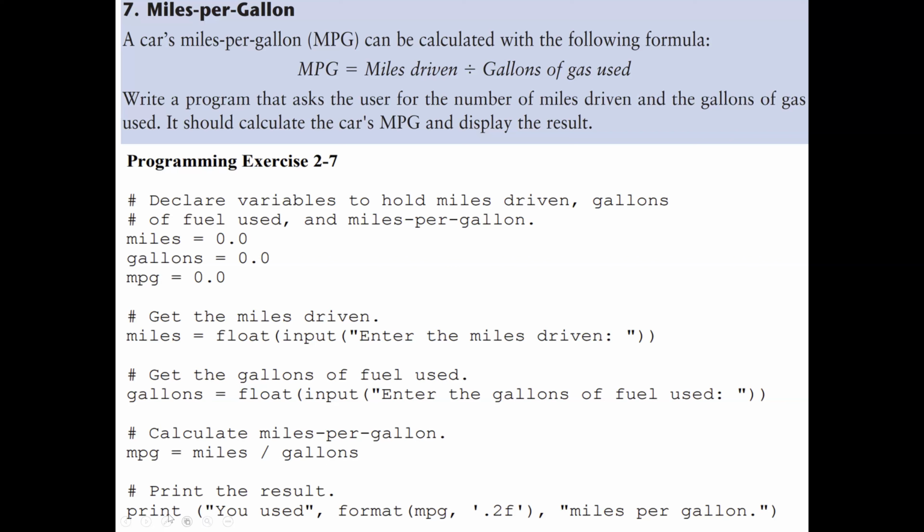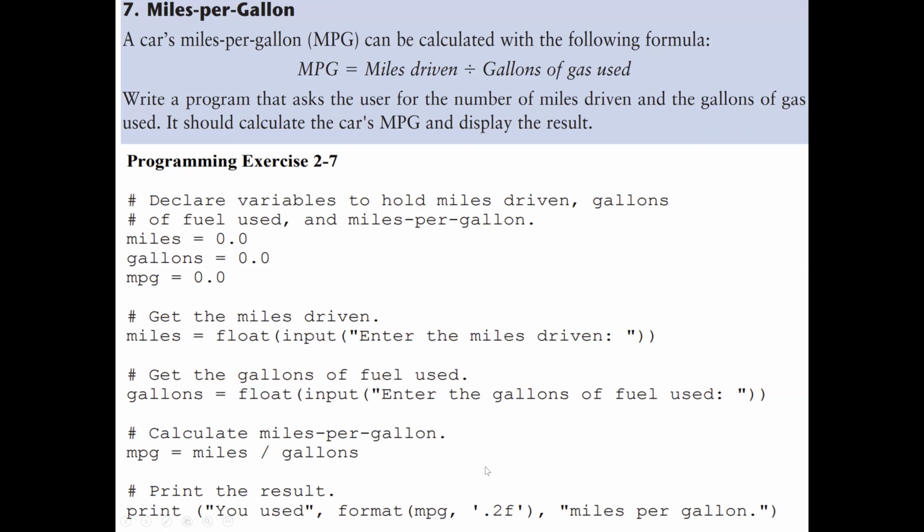So here we said we use the print function, and we said we use whatever the miles per gallon is, we format it to 2 decimal places, miles per gallon. So the content of MPG is equal to miles divided by gallons. The content is what we are going to print, and we use the format function to format it to 2 decimal places.